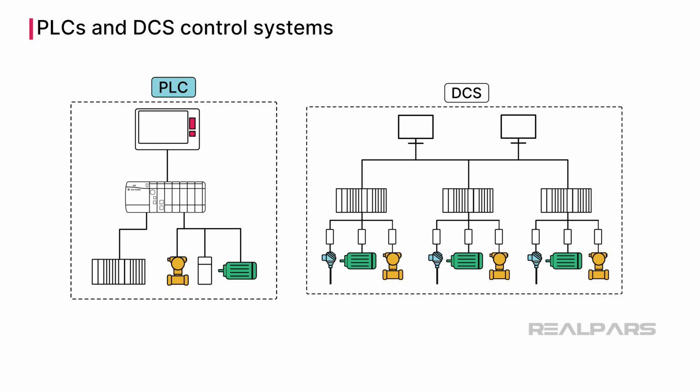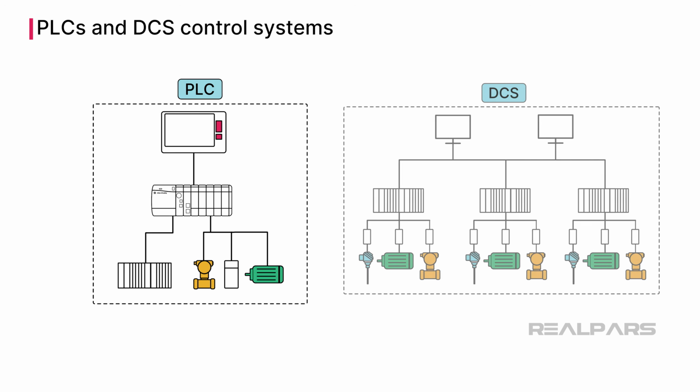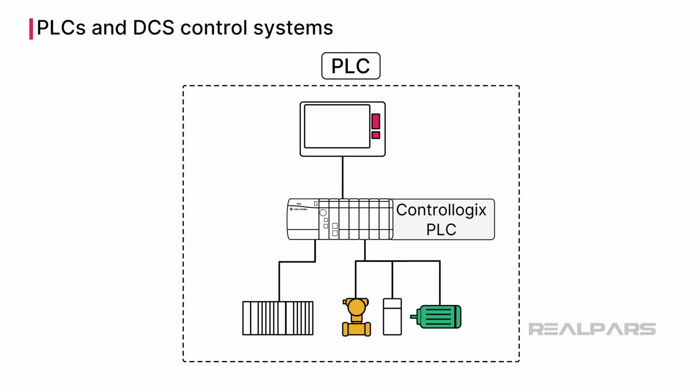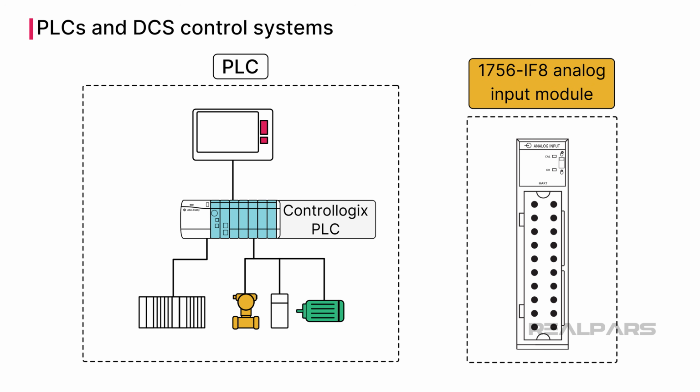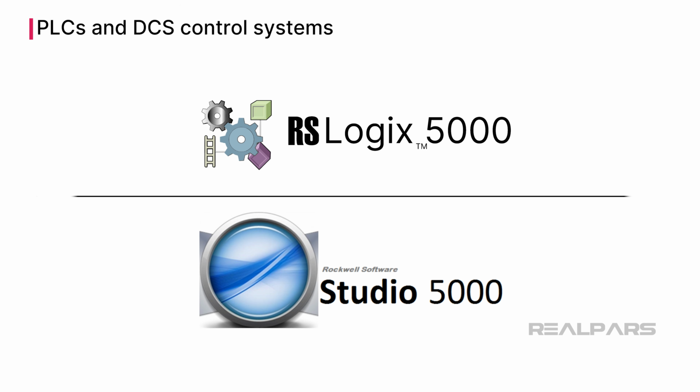Today, we have PLCs and DCS platforms that are capable of managing multiple processes via centralized control, resulting in faster data processing and analysis. For example, the AB ControlLogix PLC 1756-IF8 analog input module can receive process measurement data from up to 8 separate processes. PID control is managed via the RSLogix 5000 programming language, or the newer version Studio 5000 Logix Designer.